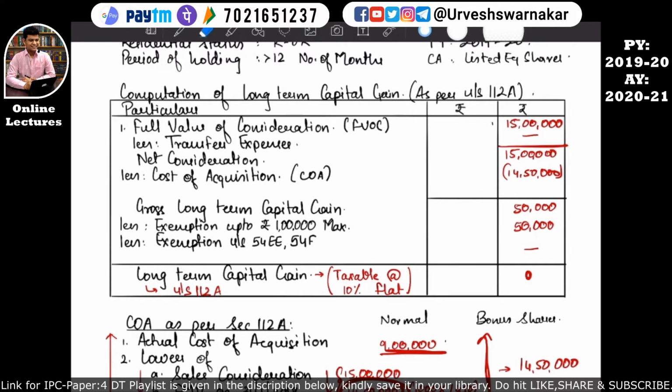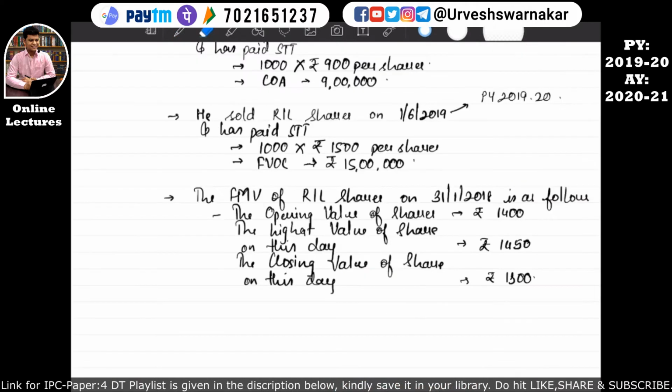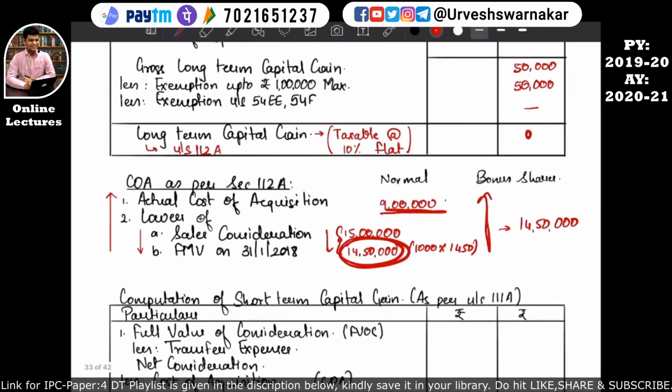So now we will change the value of fair market value in the question. Assume that the fair market value was in this order: 1200, 1250 and 1100. We would have taken the amount which is higher in the entire day, on 31st January 2018. So the value would have changed. It would have become 12,50,000, and this 12,50,000 would have been compared with this 9 lakhs.